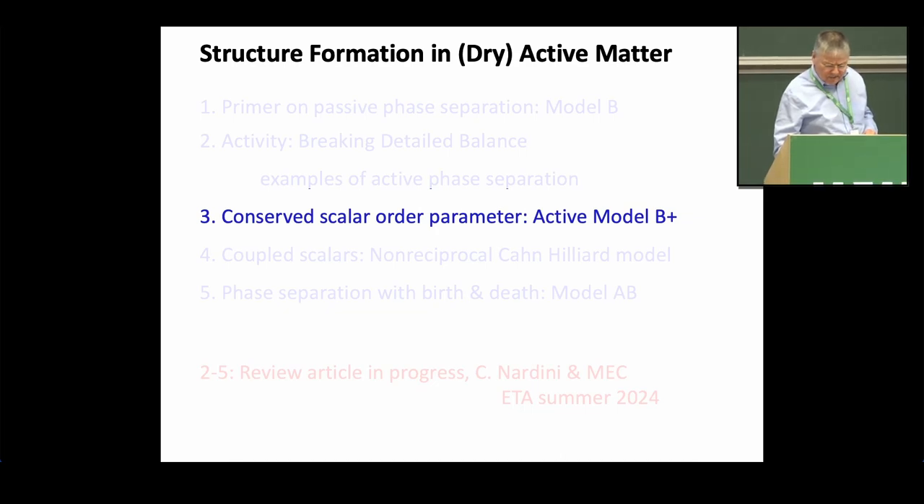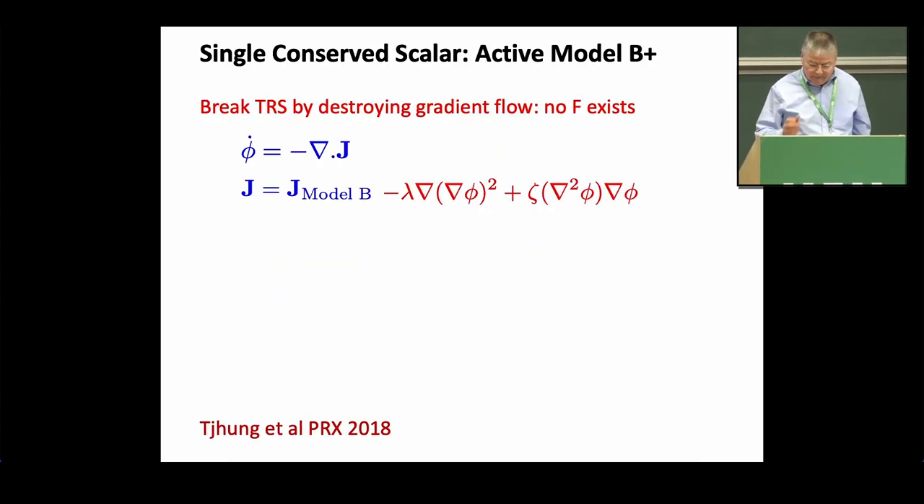So after just that zoo, let me talk about some of these cases. So, single conserved scalar order parameter. The direct active-ization of the model I called model B. Here it is.